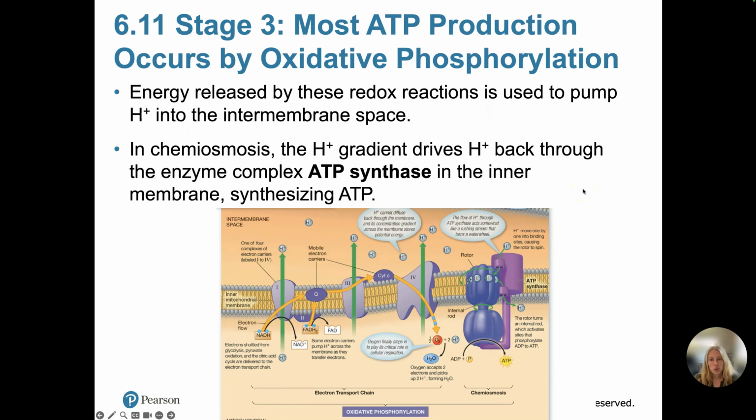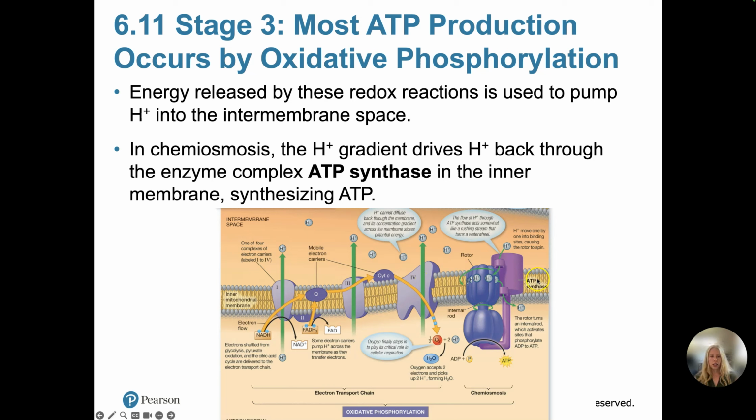Energy released by these redox reactions is used to pump hydrogen ions into the inner membrane space, which we already talked about. Those are those green arrows right here. So the energy from the electrons falling down the staircase in between these electron complex molecules is providing energy for hydrogen H+ ions to be pumped across the membrane by electron complexes 1, 3, and 4.